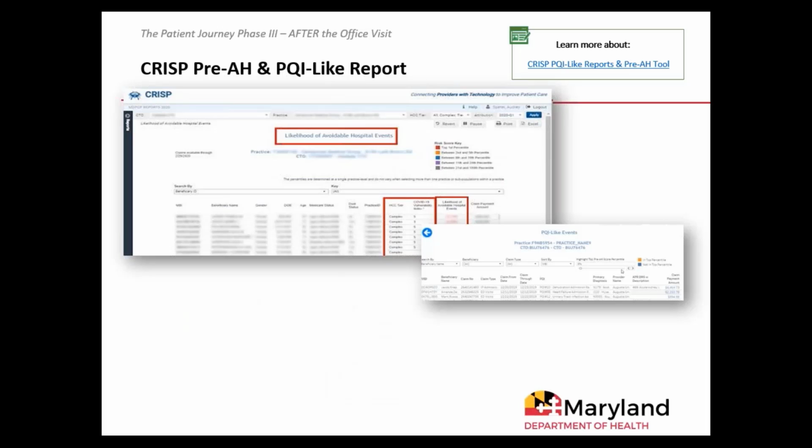And this is one of my favorite things here: the pre-AH tool and the PQI-like report. Yes, you have a lot of algorithm risk stratification tools there. You have many of them, and some are already configured in your EMR. But the beautiful thing about the CRISP risk stratification tools is that they try to make it very provider friendly. They make it more targeted towards what you need to know to get the work done.